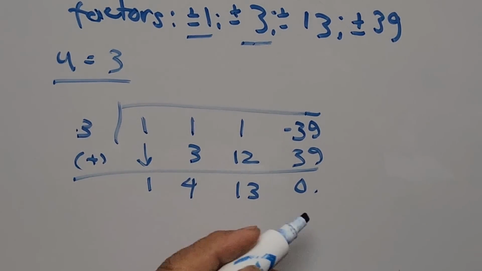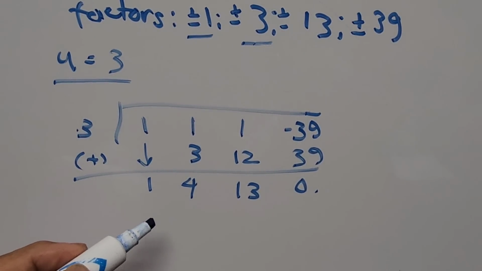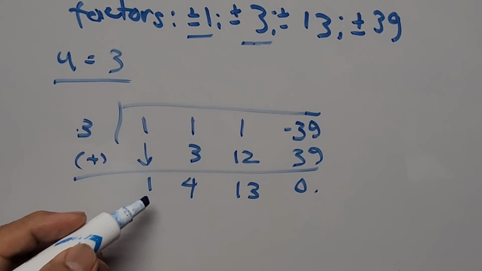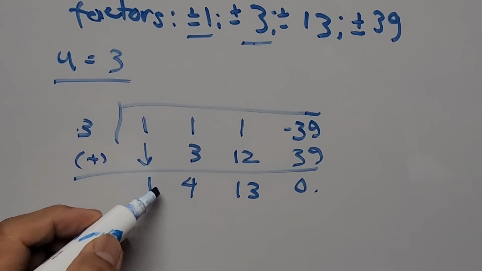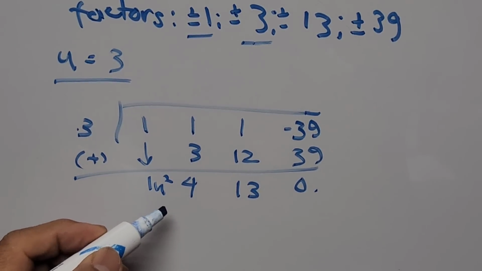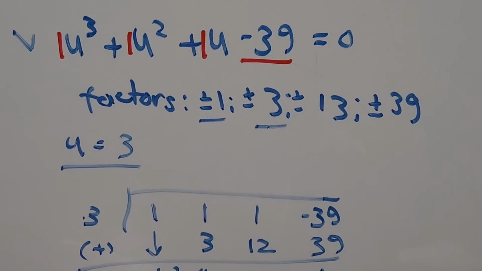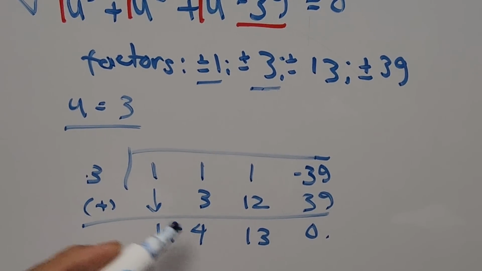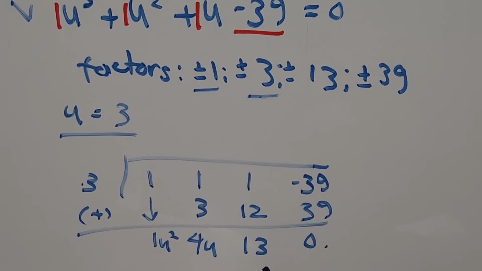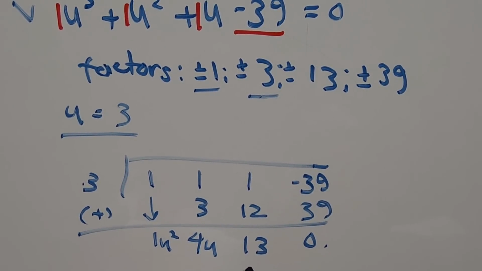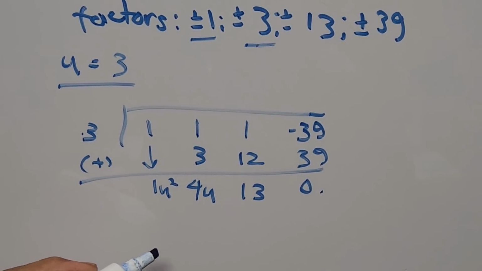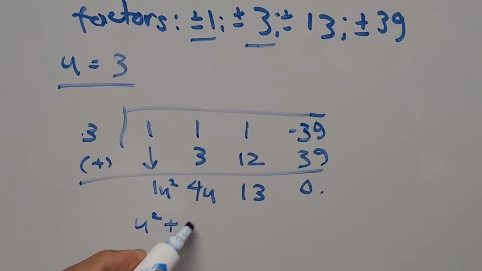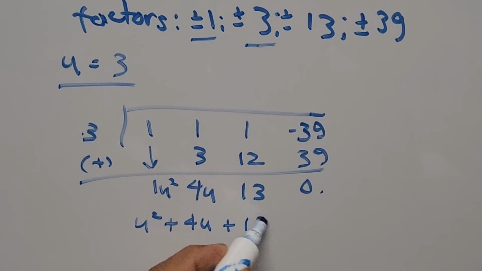And so now these numbers are the coefficients of each term of the resulting second factor of our cubic equation. And 1 corresponds to the coefficient of the first term on the left, that is for u squared. From u cubed earlier, we're going down to u squared. And on here, 4 is the coefficient of u, and 13, the positive 13, is the constant. The 0 on the right is the remainder. The other factor from our cubic equation is u squared plus 4u plus 13.